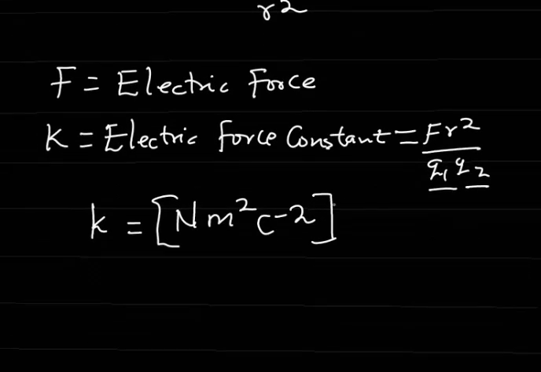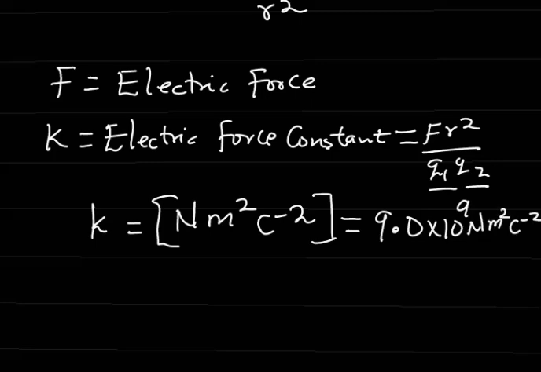Since it's a constant, does it have a constant value? Yes, it has a constant value. According to Coulomb, it is 9.0 times 10 raised to the power of 9. So anytime you're given a question to calculate the electric force between two charges, the value you use for K is approximately 9.0 times 10 raised to the power 9 Newton meter square per coulomb square.